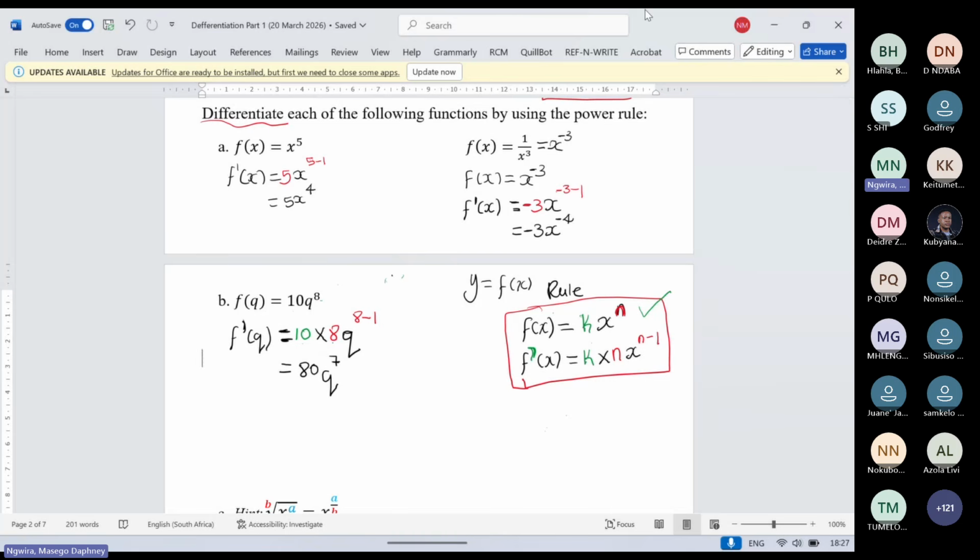This is what we call the power rule. I think it's called the power rule because of the exponent. You can ask the question.